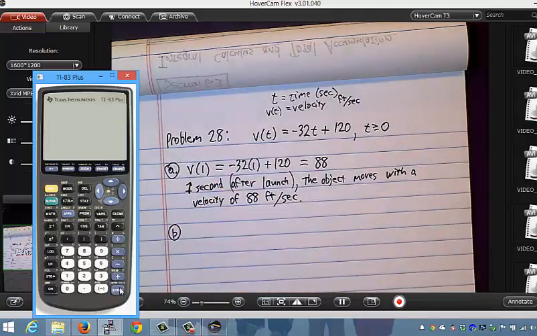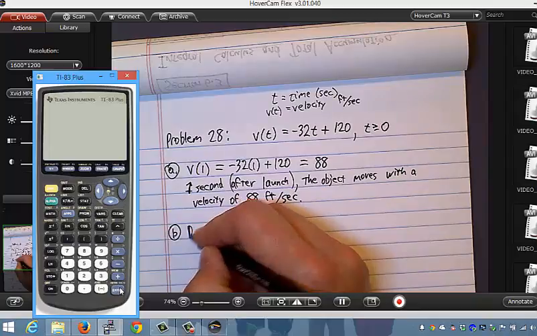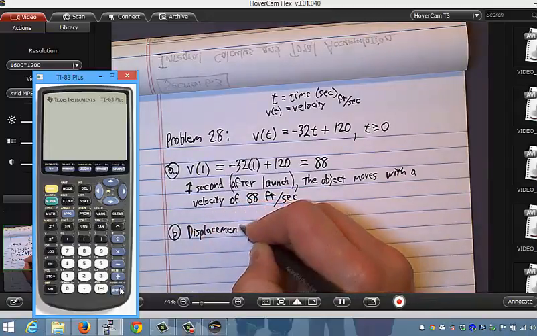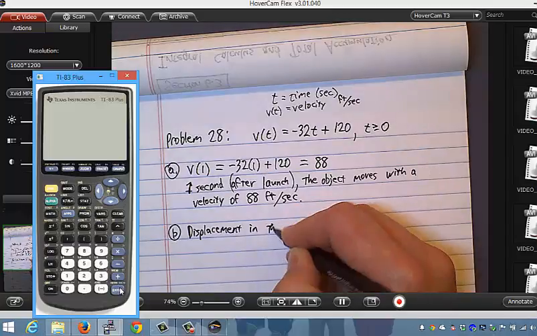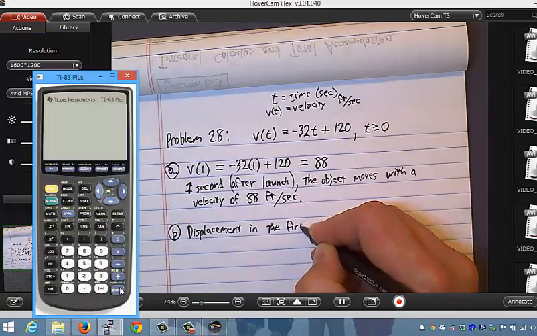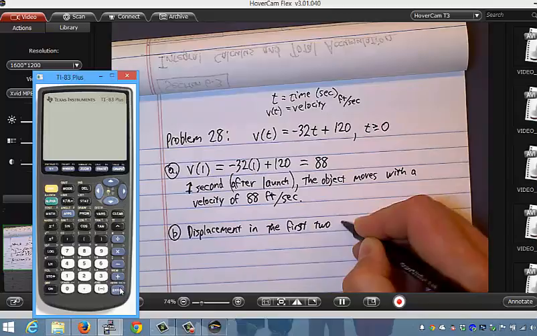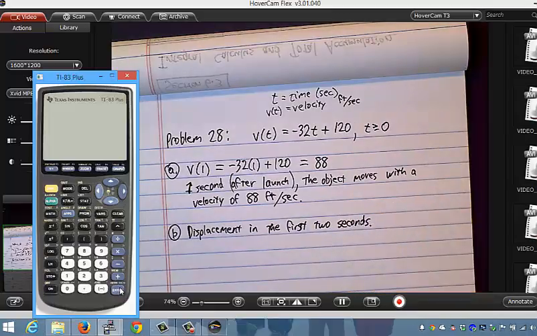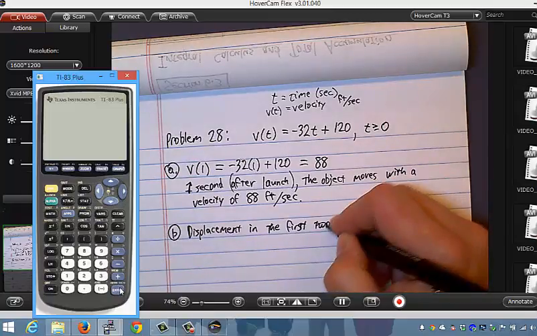Determine the total displacement of the object in the first 2 seconds. Displacement. In the first 2 seconds. Yours says 3? Yeah. So does mine. I was looking at 27 there. Thank you.